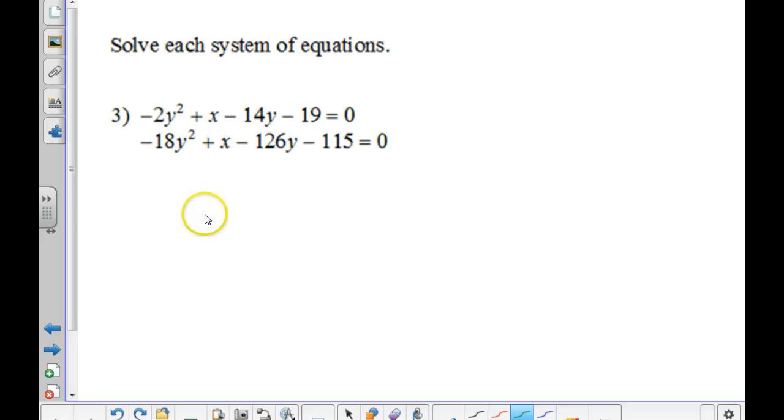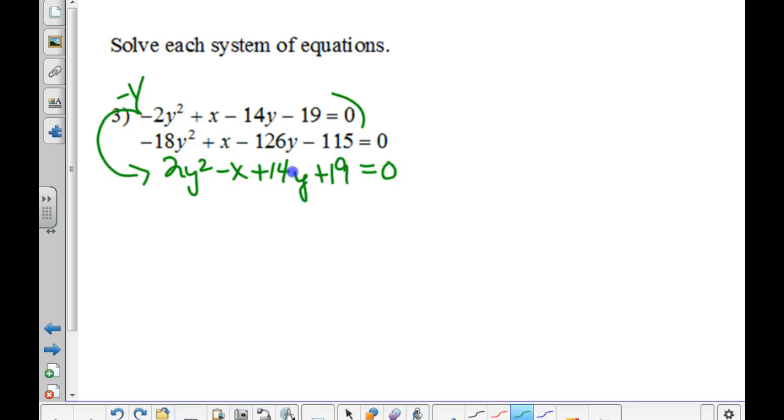I actually did elimination. Do you want to try elimination? Let's try that. I rewrote this one under here by just changing the signs or doing negative 1 times this whole thing. Then I added those together. I don't know, someone help me.